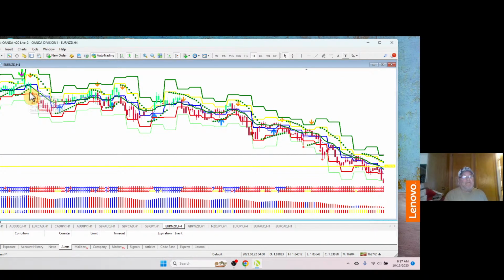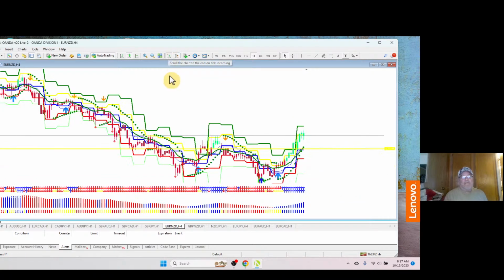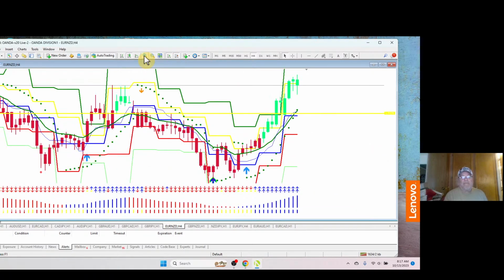You really didn't have an opportunity to get in. The risk was pretty great right there because this is a 4-hour candle. So from that high to that high is a good size risk. So I'm expecting a retracement back up into that for the next sell. But that's a long way off. Long way.